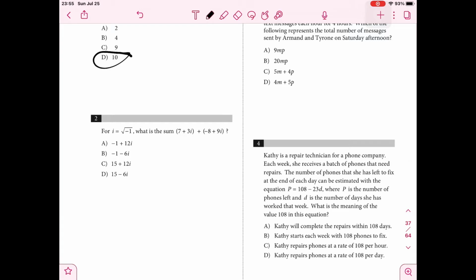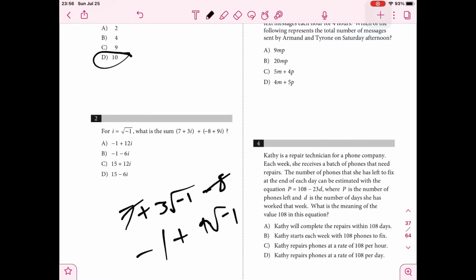For i equals, oh man, root negative 1. What is the sum? 7 plus 3i plus negative 8 plus, okay. So technically that would be 7 plus 3 negative 1, minus 8, so that's negative 1 plus 9 root negative 1. Oh shoot, I've forgotten my rules, but I'm gonna go ahead and guess negative 1 plus 12i. That's the only one that makes sense.